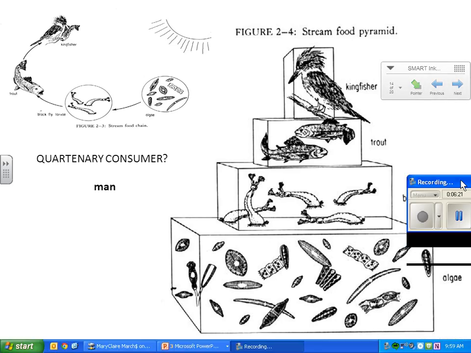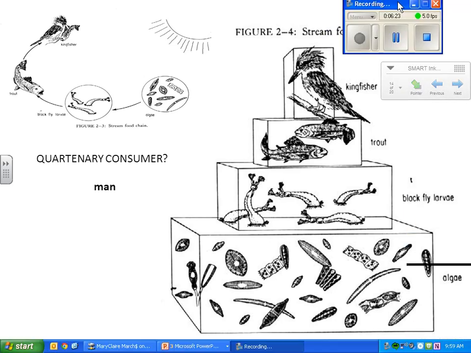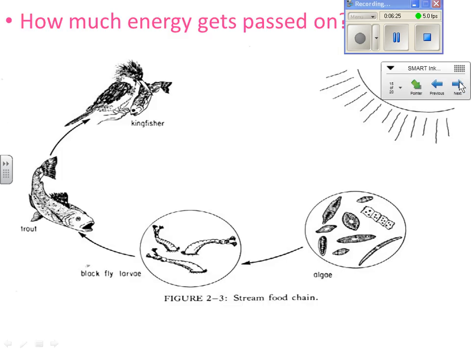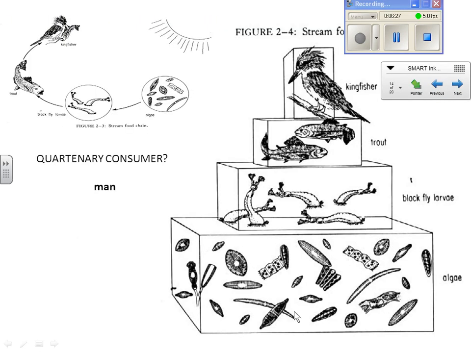Here it is again in a little bit of a different format, in a stream. Here is the algae. If this again is 1,000, then the larvae that feed on the algae would receive only 100 from the 1,000 of algae. The trout would receive 10, and the kingfisher 1. Who is the quaternary consumer in this trophic level? Man.